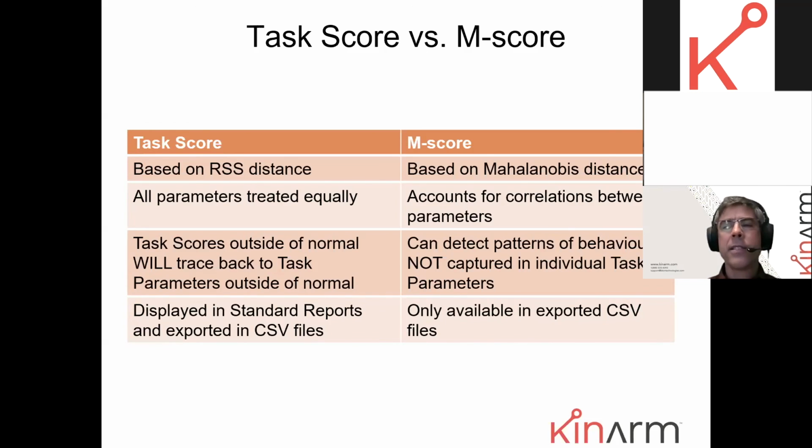And the last difference is simply about how you access these things. Task scores are in the standard reports and exported in the CSV files, whereas the M scores are only available in the CSV files.